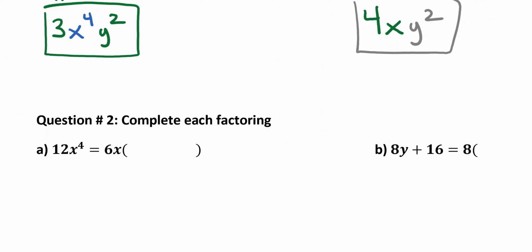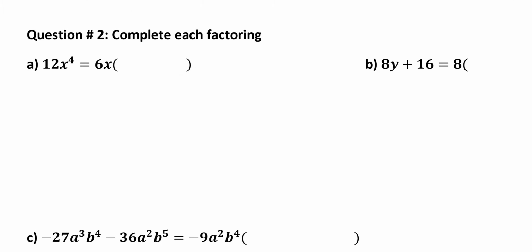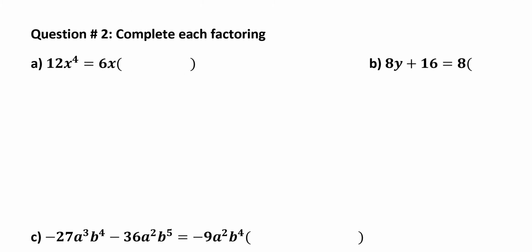Okay, let's move on to question number 2 now. Complete each factoring. So over here I have a 6x, and our job is we need to find out what goes in the bracket. Okay, so this 6x is your GCF, the greatest common factor. So all you really have to do is you take your left term, which is 12x to the power 4, and you divide it by your GCF, which is 6x.